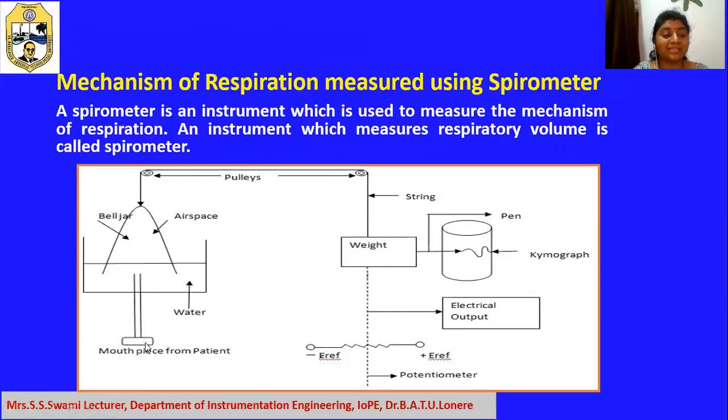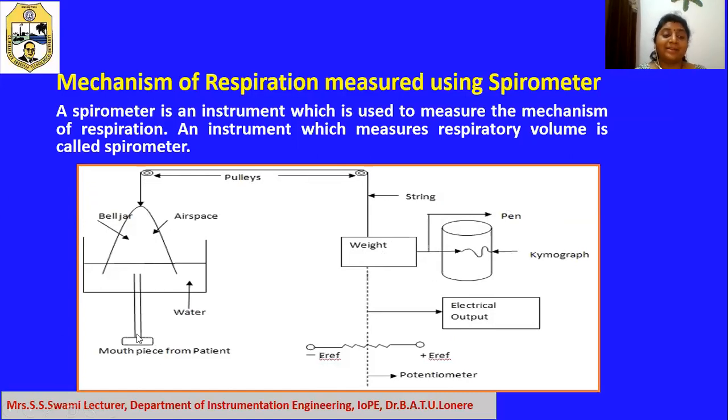Now we will see what exactly happens when a person inhales. When a person inhales, the bell jar moves down and the pressure inside the bell jar decreases. Due to that, there is a change in the movement of the weight through the pulleys. As we know, it is connected to the pen, so whatever changes there are in the weight are recorded or written on the graph paper. This chemograph will show the respiratory pattern for inhaling, and we get the output of the inhaling pattern.